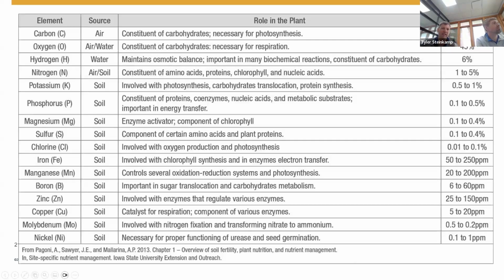So I put on the screen here an example of the dry matter content of a corn plant. If you look at, you're going to click for me, Tyler. If you just look at what is 96% of a corn plant, it's oxygen, carbon, and hydrogen. So like things we don't even pay for. That's what the majority of the plant is.